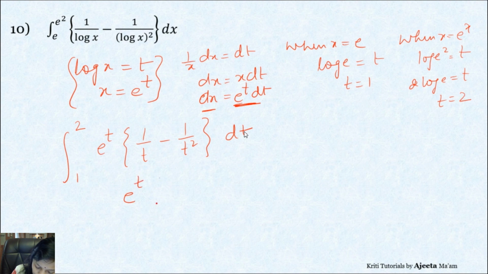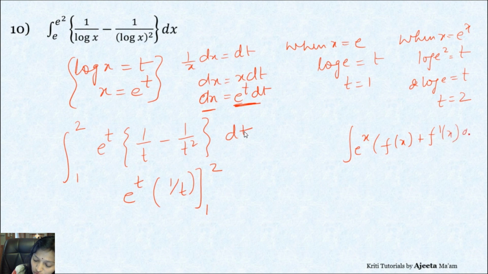Exponential t 1 upon t as the answer. Which theorem have we used here? Integral of exponential x into f x plus f dash x is always equal to exponential x f x. Here 1 upon t's derivative is minus 1 upon t square. So plus minus. So I can write it like this also. Right? So that makes my theorem applicable. So what will you get now?